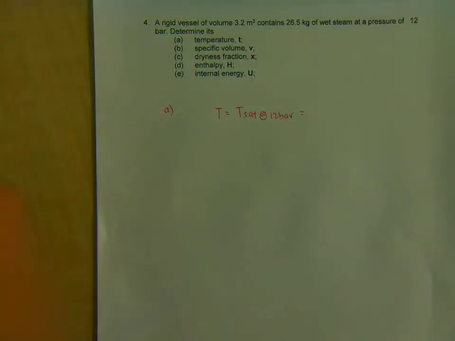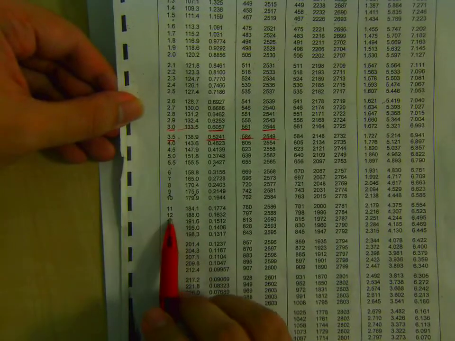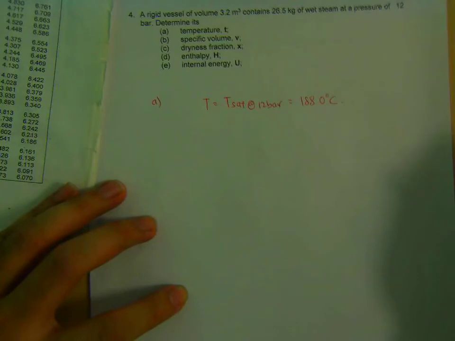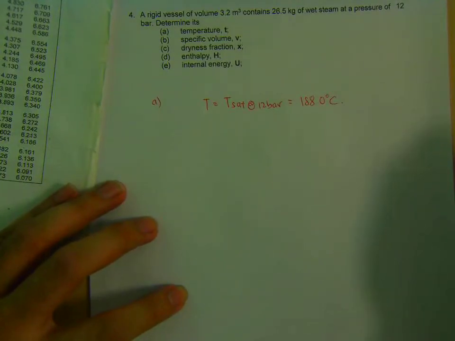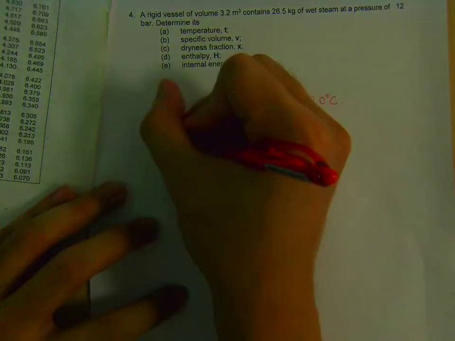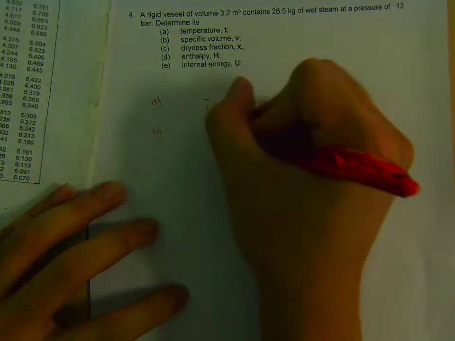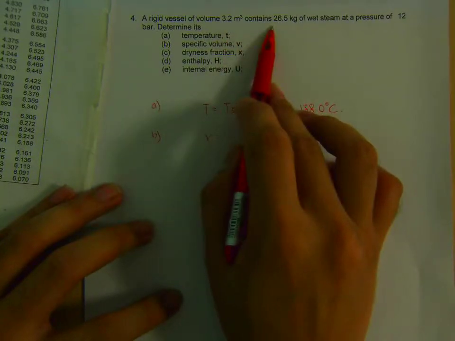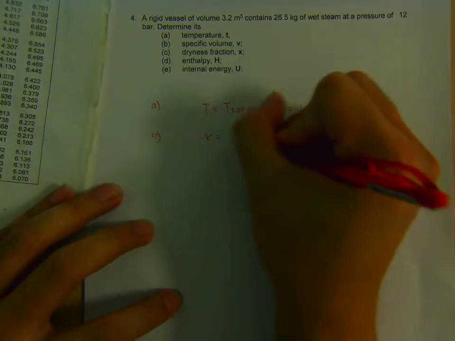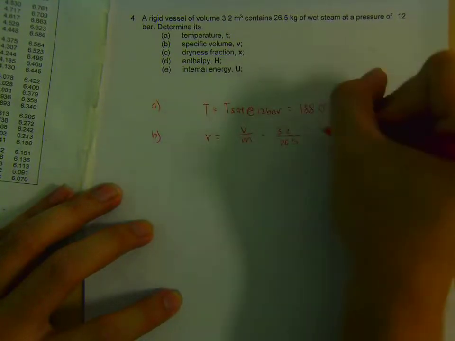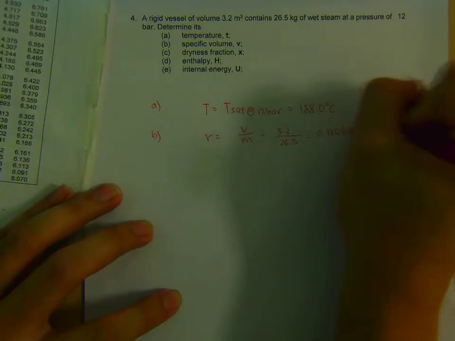So let's go to the saturated water and steam table, 12 bar, T sat 188. B, determine the specific volume of this wet steam. To get the specific volume, we can use the formula, since we have both the volume and mass. So volume divided by mass: 3.2 divided by 26.5. This will be 0.1208 meter cube per kg.